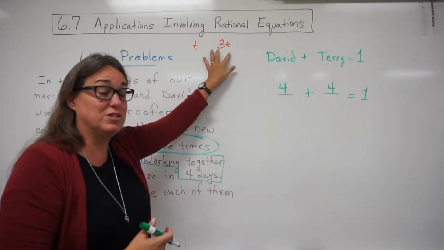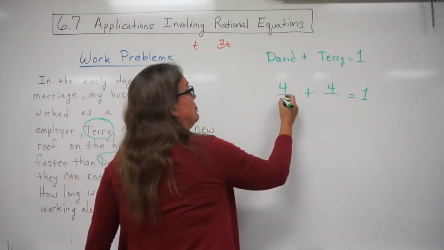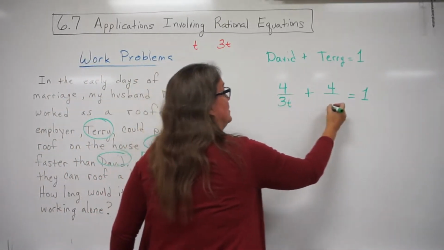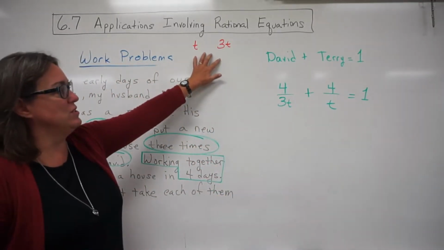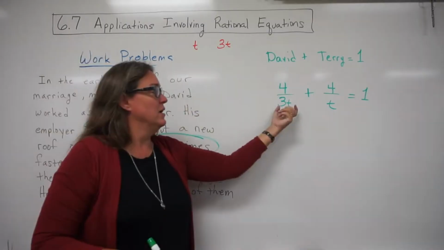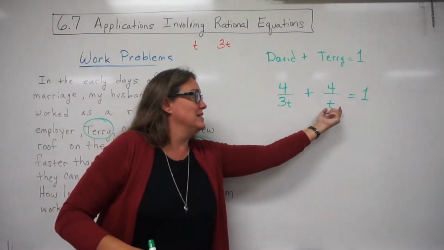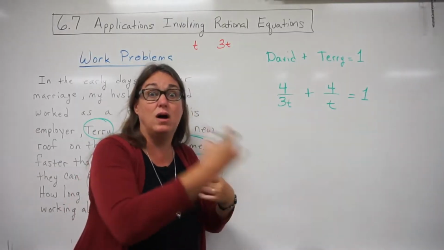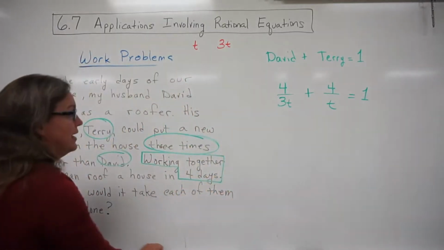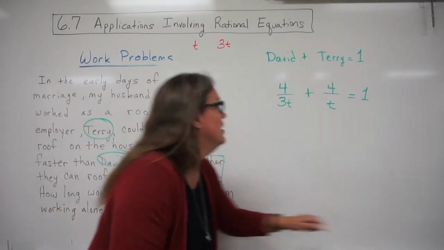David is the one who's slower. It takes him 3 times as long. And that's kind of tricky. People get very confused about this, so be careful with this. You're going to multiply the amount of time that it takes Terry by 3 to get the amount of time that it takes David, because David takes longer. He is slower. At least he was back in the day.